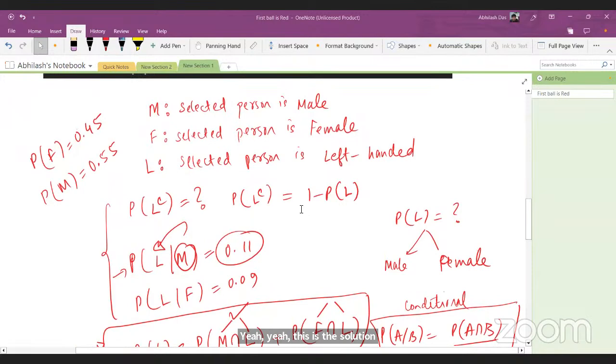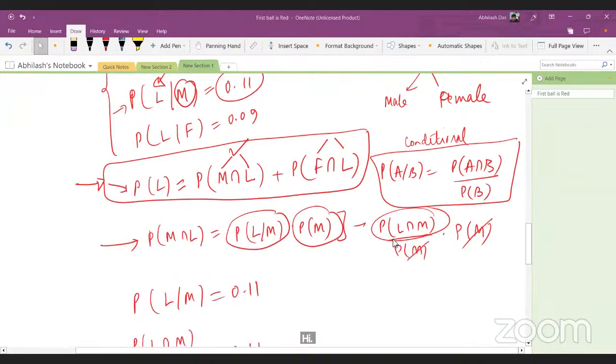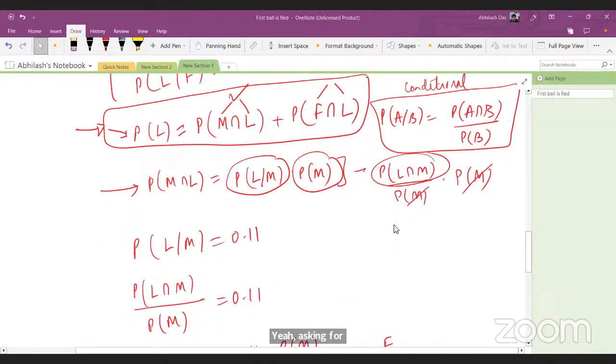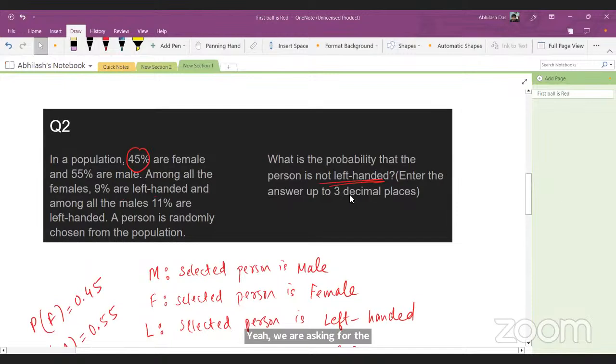It is just a left hand. Right? They're asking for the right hand. Can you repeat? Your voice is breaking. They're asking for not a left hand, right? Yeah, we are asking for the probability that the person is not left-handed. So first we are finding the people who are left-handed and we are removing all from the total.